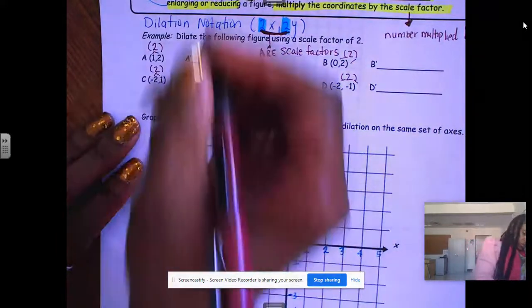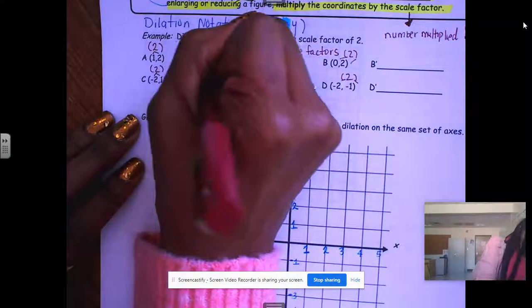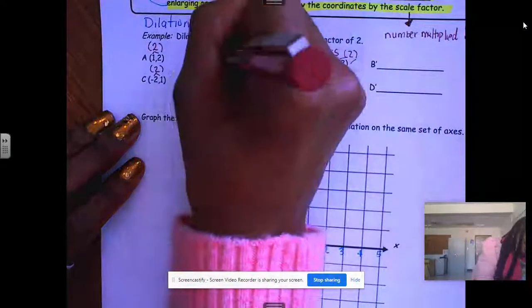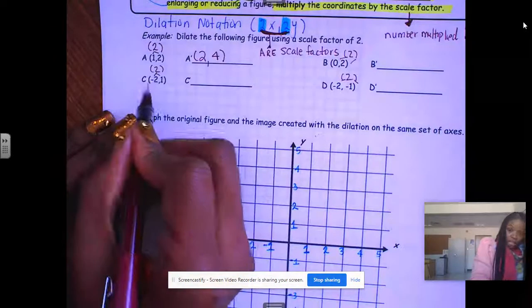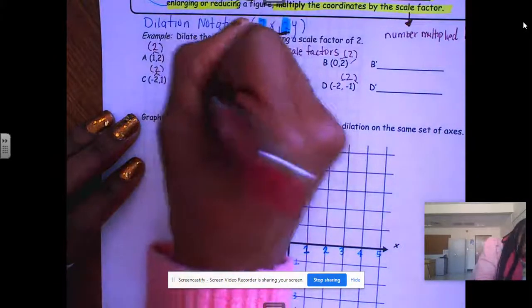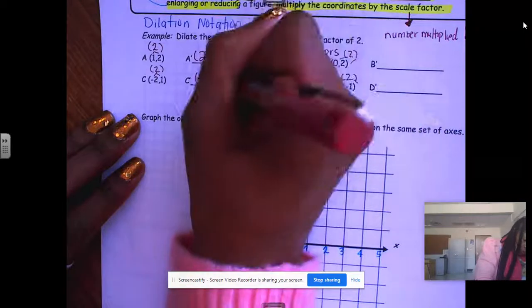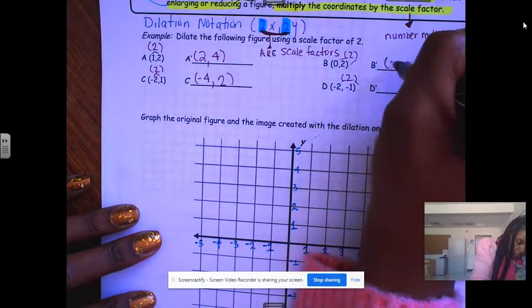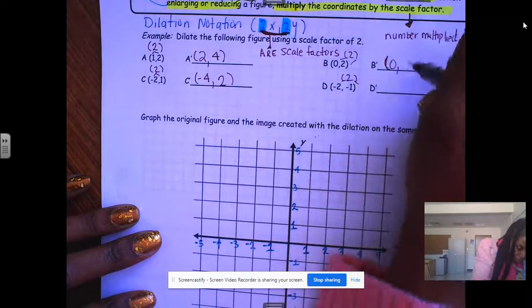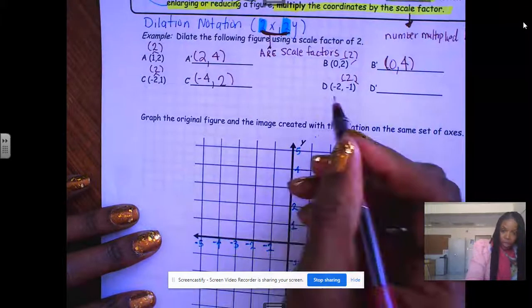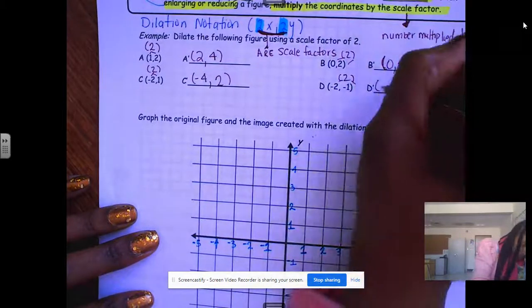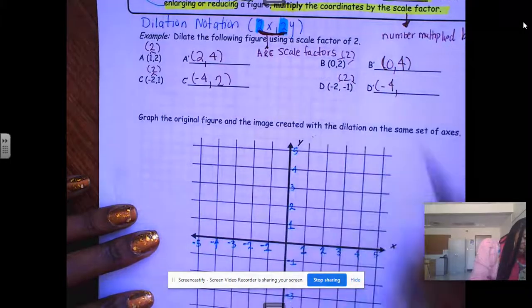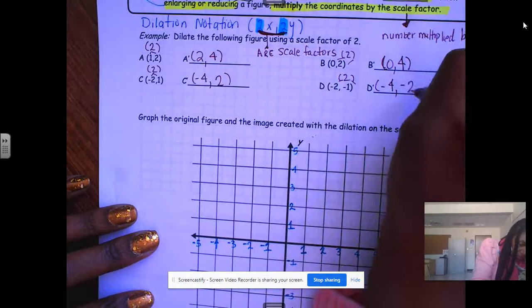So 1 times 2 would give me 2. And 2 times 2 would give me 4. 2 times negative 2 would give me negative 4. 2 times 1 would give me 2. 2 times 0 would give me 0. And 2 times 2 would give me 4. 2 times negative 2 would give me negative 4. And 2 times negative 1 would give me negative 2.